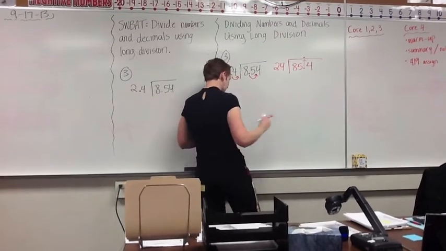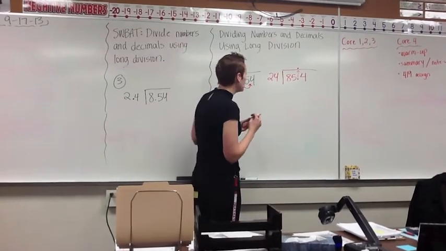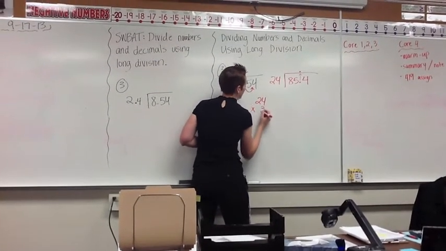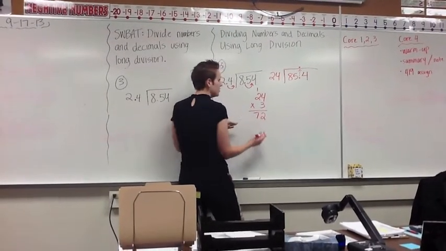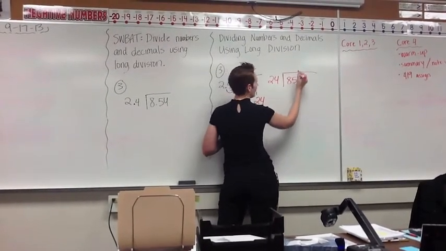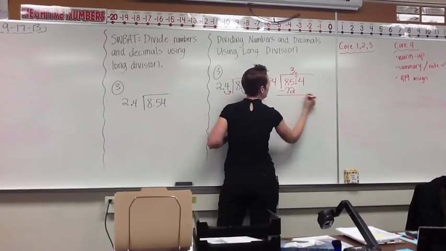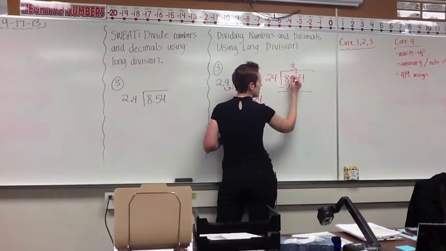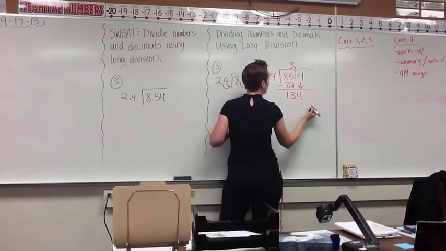And 24 goes into 85. I think we're going to do 3 times. 72. So 24 doesn't fit into 8, 24 into 85, 3 times, and that is 72. We're going to go ahead and subtract. 5 minus 2 is 3. 8 minus 7 is 1. And we're going to bring down that 4.